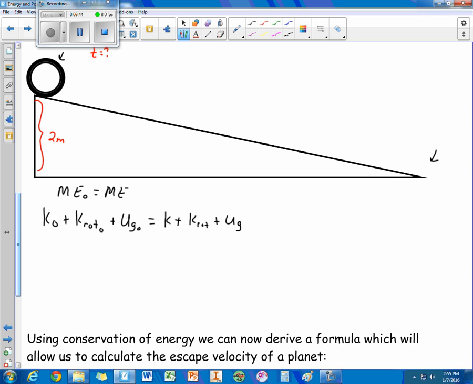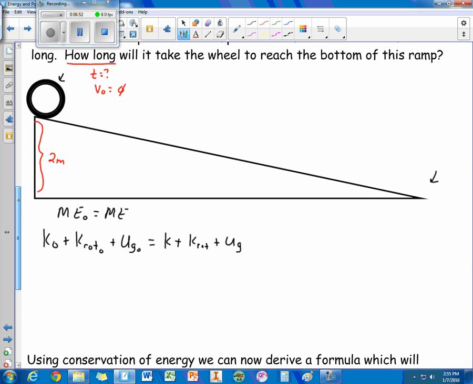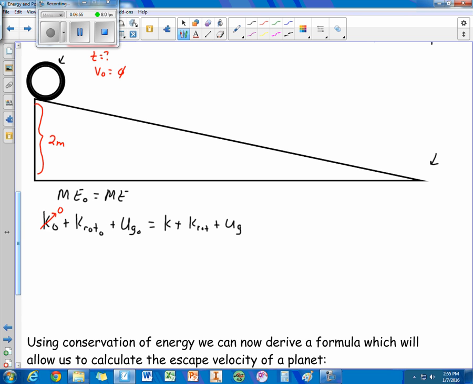Now, I can do some canceling. I'm going to say that this starts off at rest. So the initial velocity equals 0. So that means that this term's gone, this term's gone. I'm going to say at the bottom of the ramp, it's used up all of its potential energy, so there's no more gravitational potential energy at the bottom of the ramp.